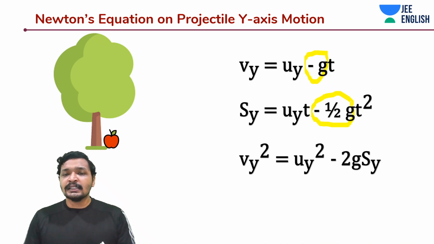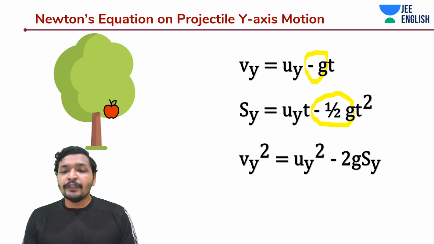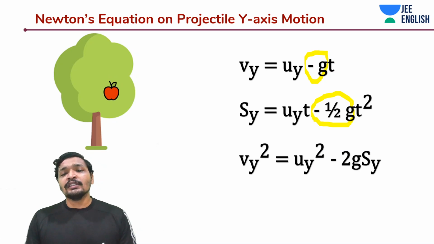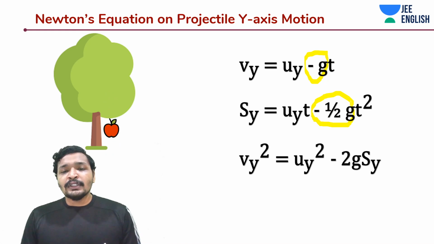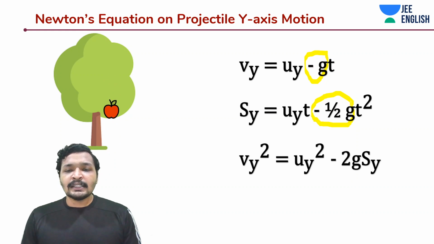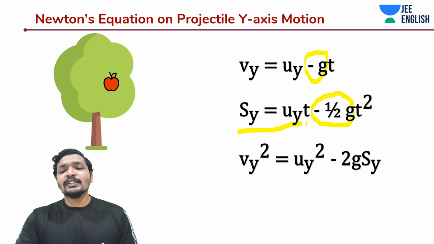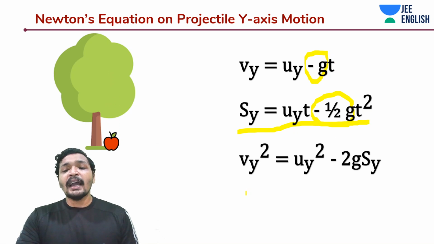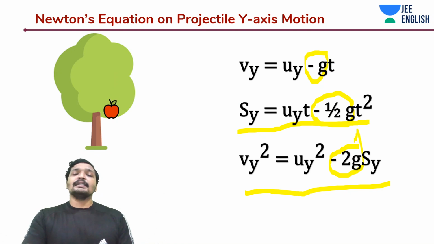Here you have this deceleration and acceleration continuously acting along the y-axis, which also means that the entire velocity in this journey is going to change with respect to time, whereas along the x-axis the velocity is not changing. And what about these three equations? Vy is equal to uy minus gt, sy is equal to uyt minus half gt square, vy square is equal to uy square minus 2gsy, again minus. Just reminding you again and again that it is minus g.